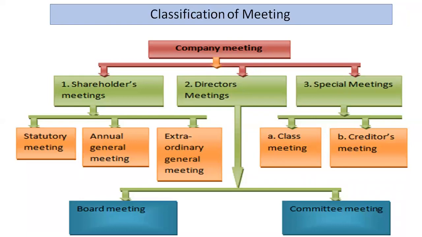Broad classification is made here. Company meetings are categorized into three parts mainly. The first one is shareholders meeting, the second one is directors meeting, and the third one is special meetings. Shareholders meetings are again of three types. The first one is the statutory meeting, the annual general meeting is also of shareholders, and the third one is the extraordinary general meeting. It is again of shareholders only.